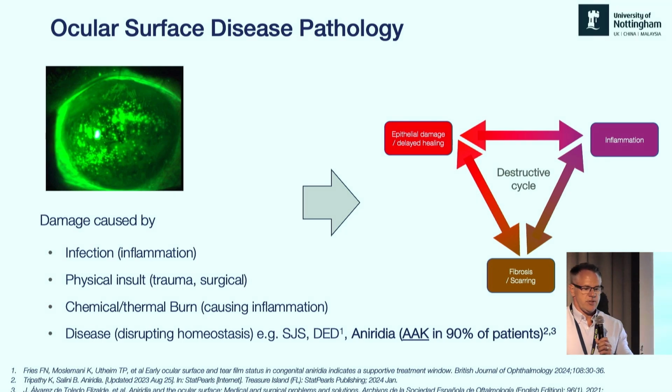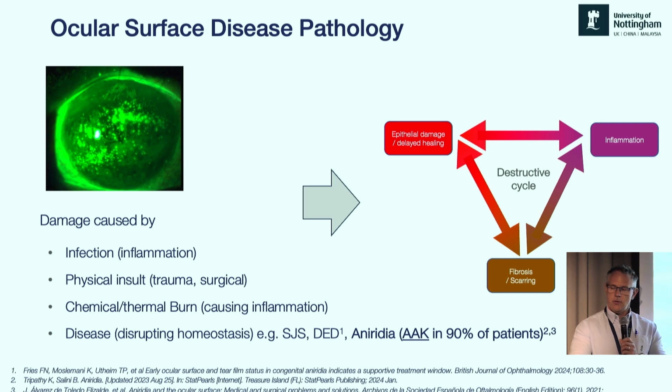So ocular surface disease is characterized by destabilization of the ocular surface. And this can be caused by a number of factors, including infection, physical injury damaging the epithelium, chemical and thermal burns, and then obviously disease, which disrupts the homeostasis of the eye. And this includes Stevens-Johnson syndrome, dry eye disease, and of course aniridia, as we've learned over the course of the last few days in AAK.